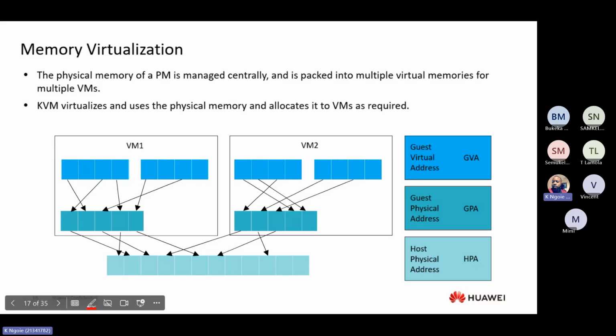We actually have the physical memory of the machine that will be managed centrally, and it can be packed into multiple virtual memories of multiple virtual machines. Which means that when multiple virtual machines run on a single physical host, they all believe they have their own dedicated memory, which means a memory starting from address 0.